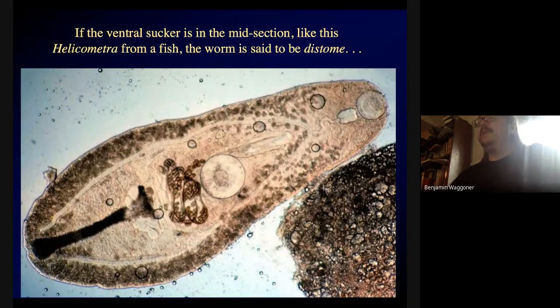And if you look carefully, you can see that leads into a gut, which forks, and the two branches of the gut go all the way down to the posterior. So that Y-shaped gut is very typical. So you see the oral sucker at the upper right, and then dead center, that very round thing, that's the ventral sucker. And the ventral sucker here is in the midline, right in the middle of the organism. So we call this worm a distome. Stoma meaning mouth, because I guess people used to think the ventral sucker was another mouth.